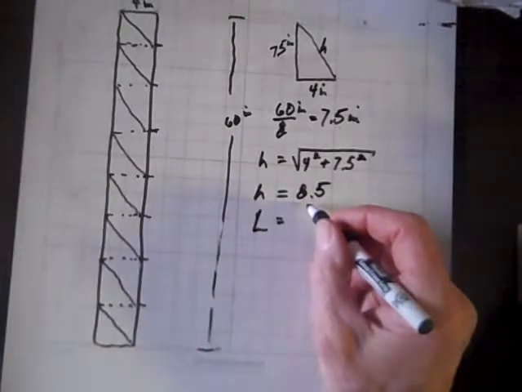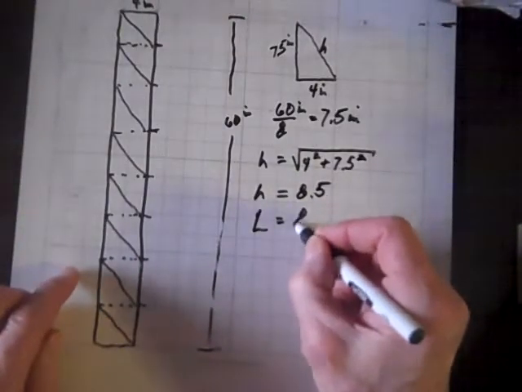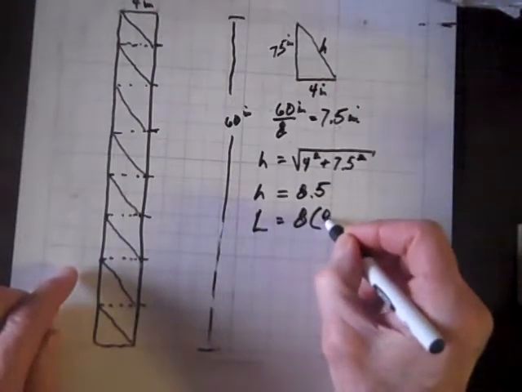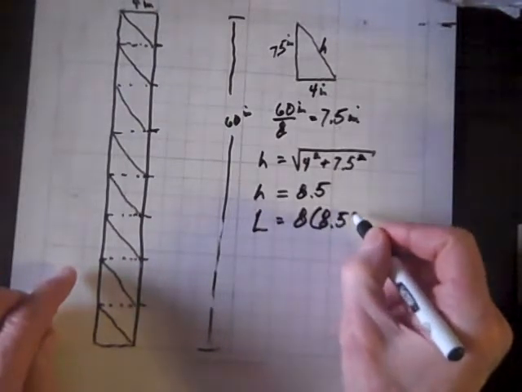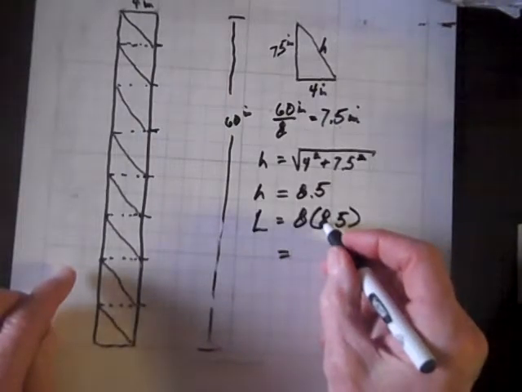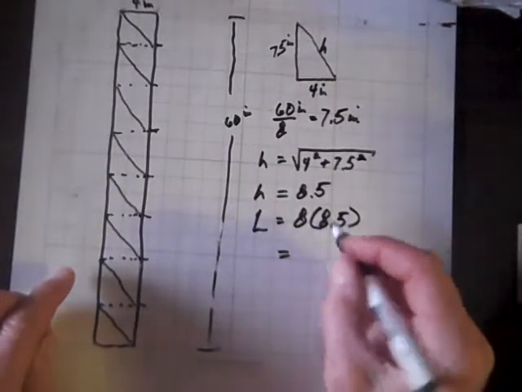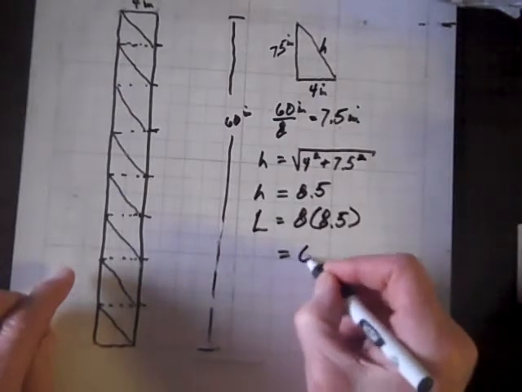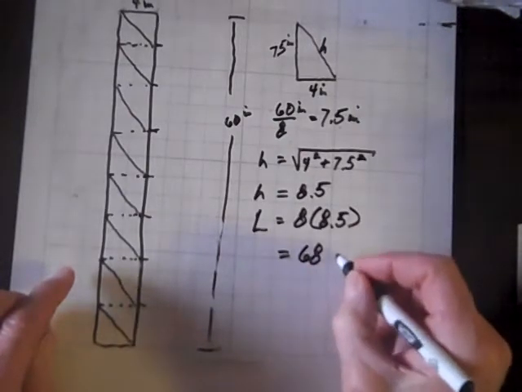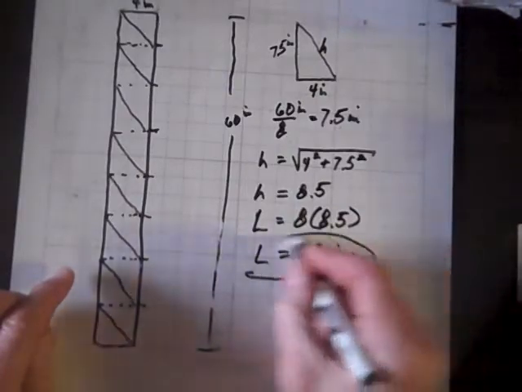And so the length of the entire wire is going to be 8 times 8.5, because we have 8 wraps. 8 times 8 is 64, and 8 times 0.5 is 4, and 4 and 64 is 68, so that's going to be 68 inches. And we're done.